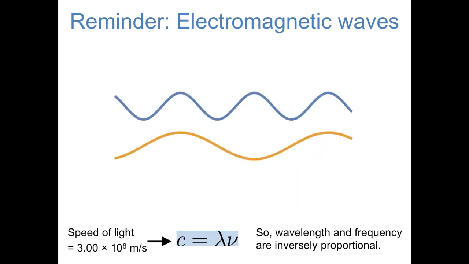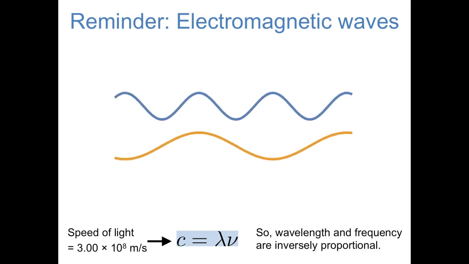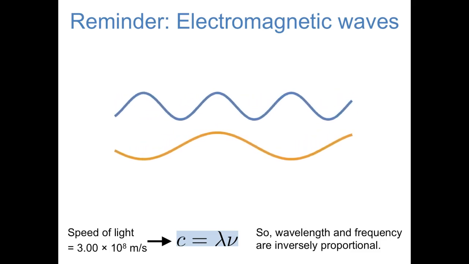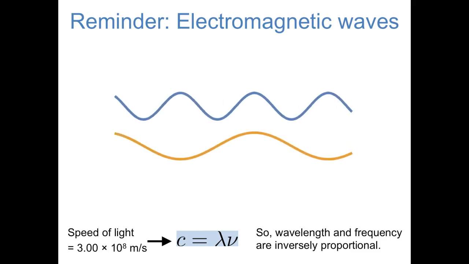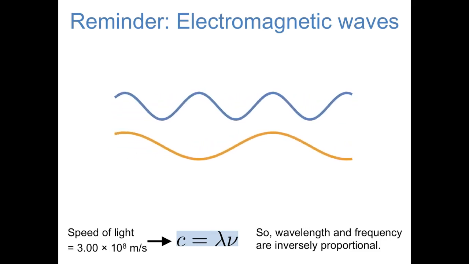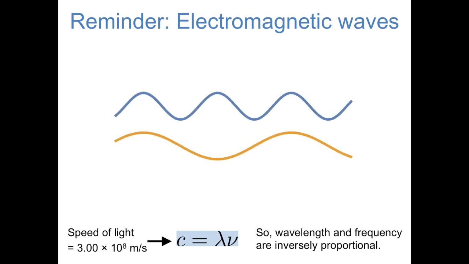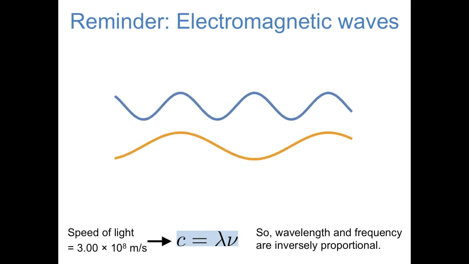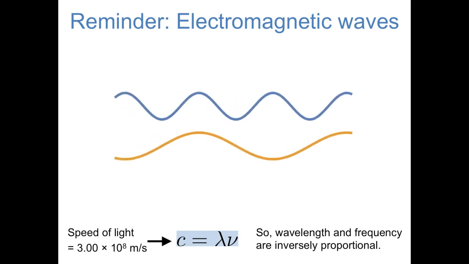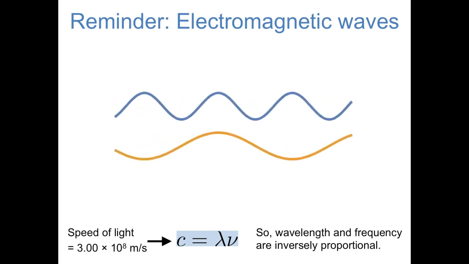We can see that inverse relationship in this animation. This animation is showing two waves that are moving at the same speed, so they're moving left to right at the same speed, and we have a blue wave that has a shorter wavelength, and an orange wave that has a longer wavelength. And actually, it's a factor of 2. The orange wavelength is twice as long as the blue wavelength.